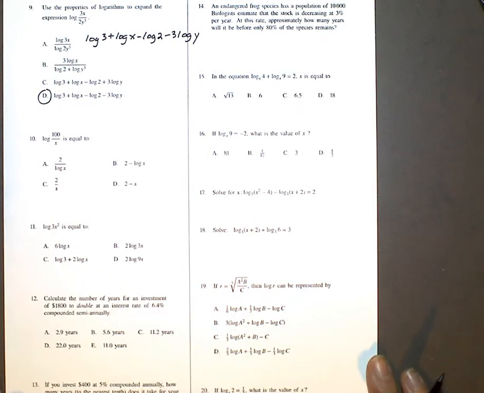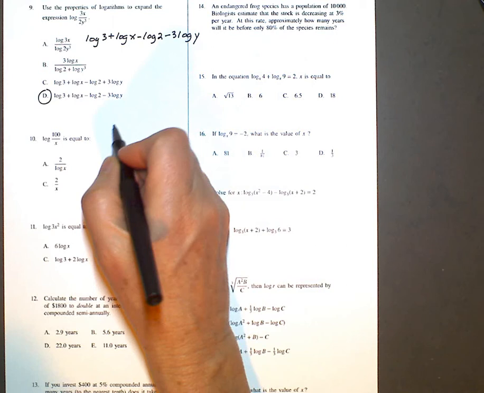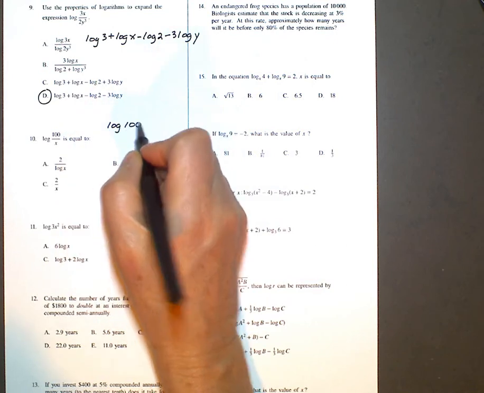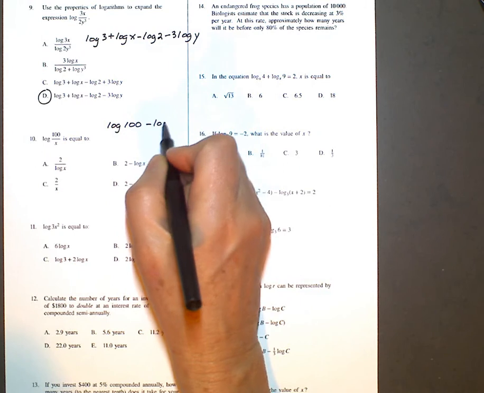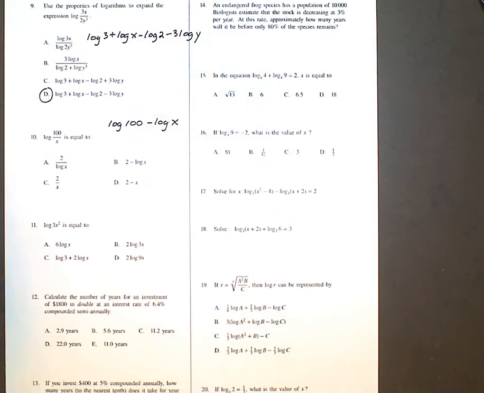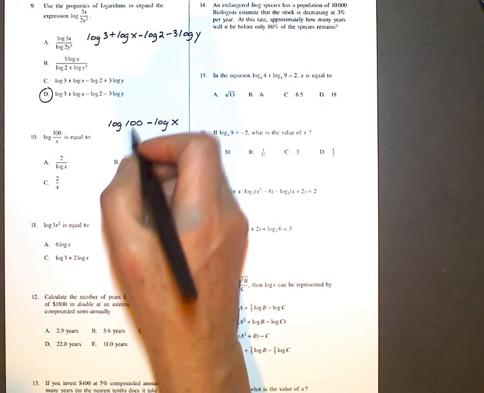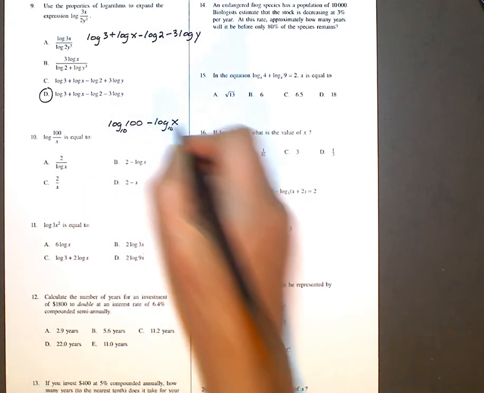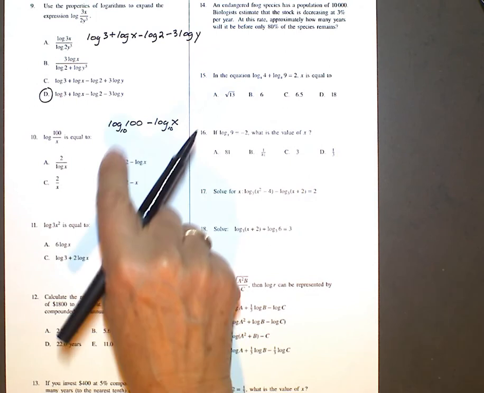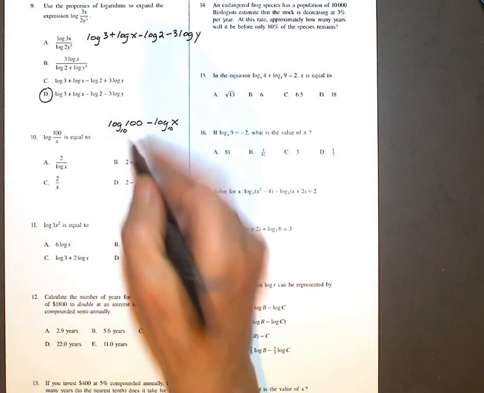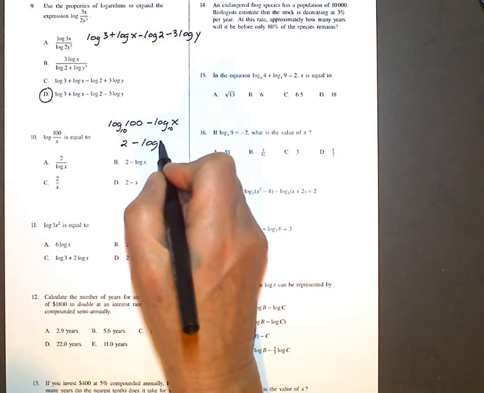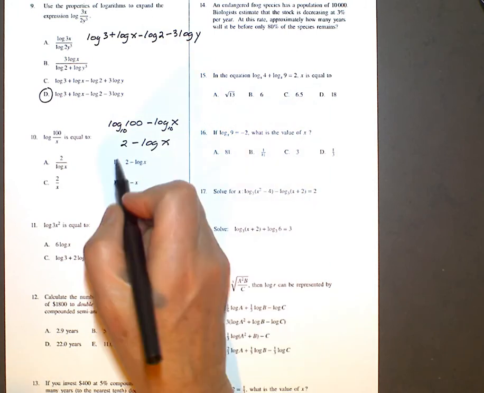Number 10, this is the common log of 100 over x, so it's the common log of 100, subtract the common log of x using the properties of logarithms. And remember that this is a base 10 down here on a common log. And this term can be simplified because the exponent I raised 10 to get 100 is 2. So I can simplify that to 2 minus the common log of x, which is choice B.